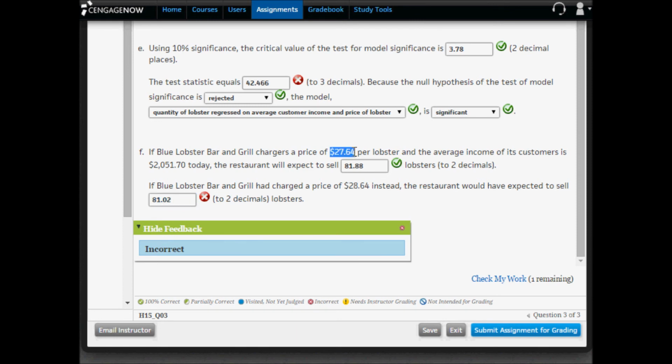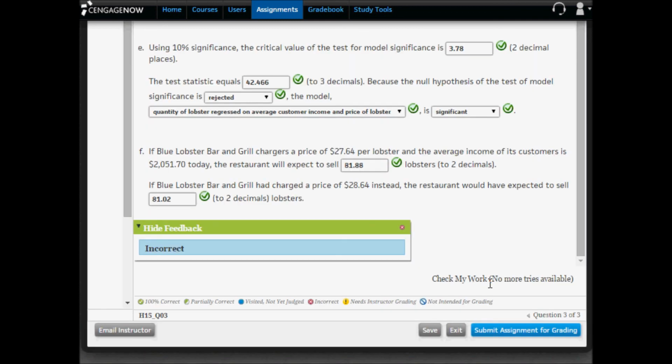Notice the price was $27.64. The restaurant expects to sell 81.88 lobsters. But when the price rises to $28.64, the restaurant expects to sell fewer lobsters, 81.02. Now I'm going to check my work with the corrections made above. You can see that all the check marks are green. It gives you a really nice warm feeling inside when you get all those green check marks.